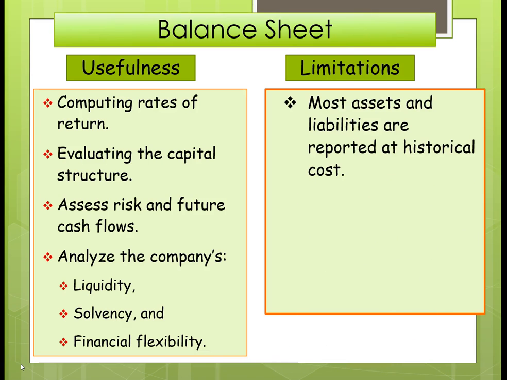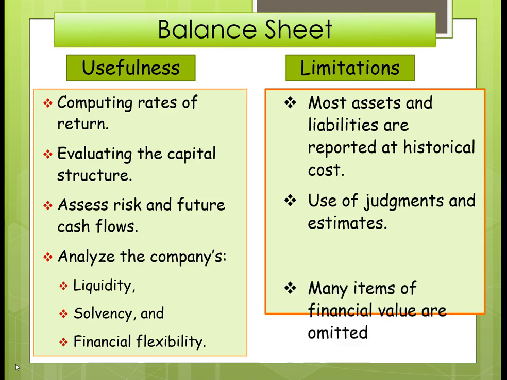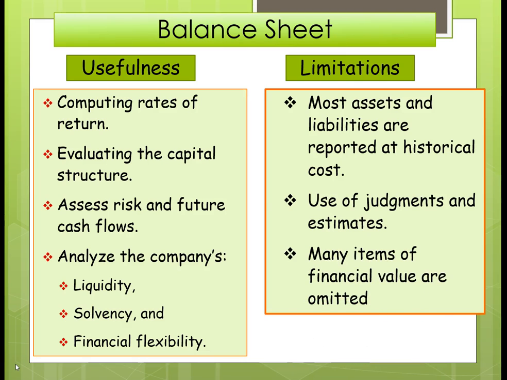What are the limitations? Most assets and liabilities are reported at historical cost. We use a lot of judgment in estimating things like allowance for doubtful accounts and warranty reserves. And many items of financial value are omitted. An example would be if you had some key players in your industry working for you.